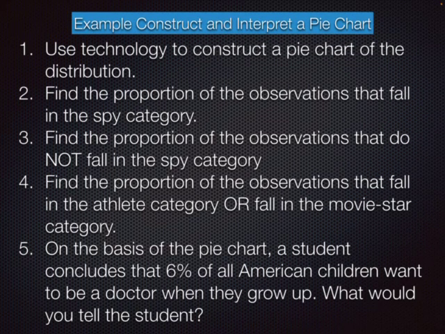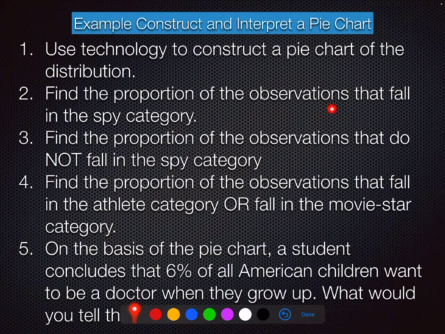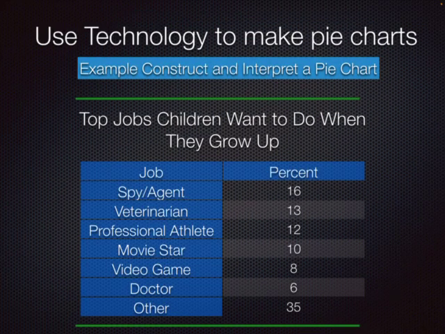Here are the directions of what we want you to do. Number one, use technology to make the pie chart. We're going to find the proportion of observations that fall in the spy category. We'll find the proportion that do not fall in the spy category, and that fall in the athlete category or movie star category. And then on the basis of the pie chart, a student concludes that 6% of all American children want to be a doctor when they grow up. What would you tell the student? These are the questions we're going to answer about this data right here.